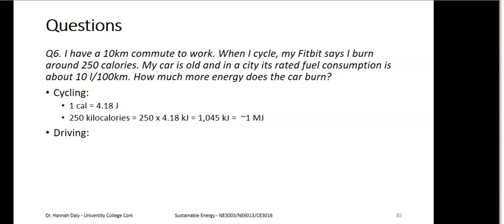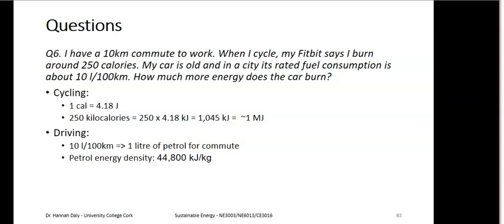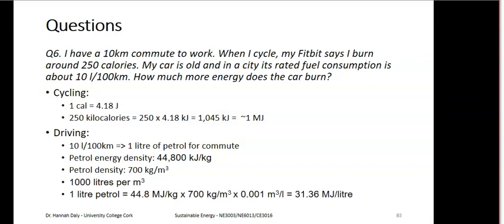In driving, we need a different type of conversion. So 10 litres per 100 kilometers. So I use 1 litre of petrol for the commute. How much energy is in that? The petrol energy density is about 44,800 kilojoules per kilogram. The density of petrol is about 700 kilograms per cubic meter. So that's 700 grams per litre. Water is 1 kilogram per litre, so petrol is less dense than water. There's 1,000 litres per meter cubed. So for 1 litre of petrol, we can calculate the energy in this: 44.8 megajoules per kilo times the density times this conversion between meters cubed and litre.